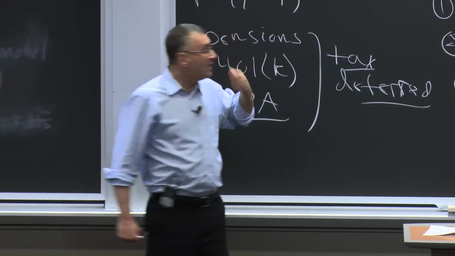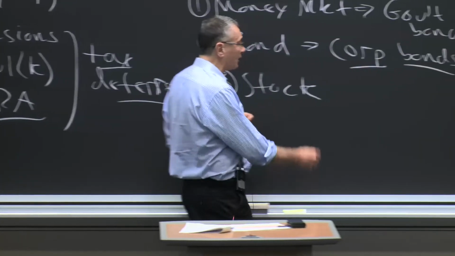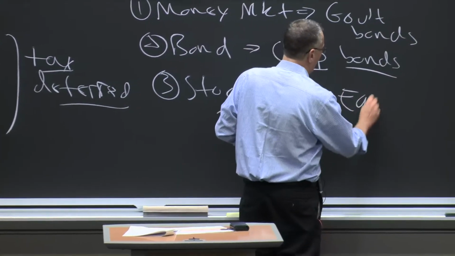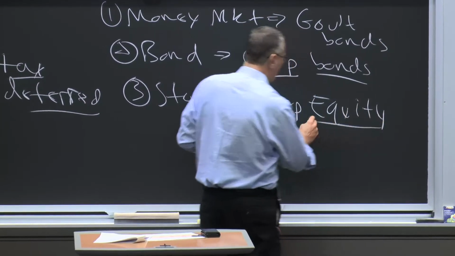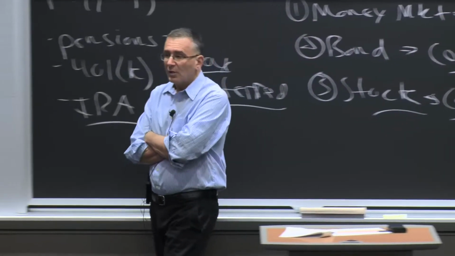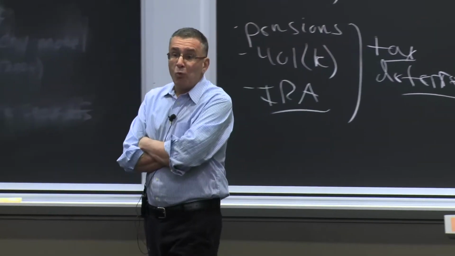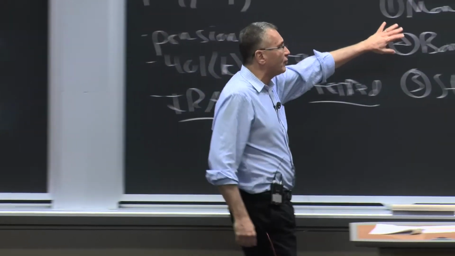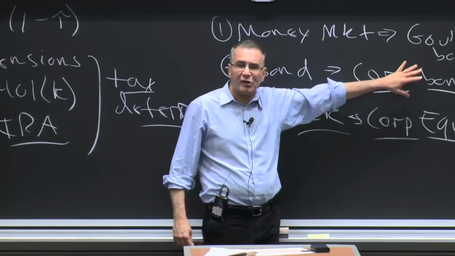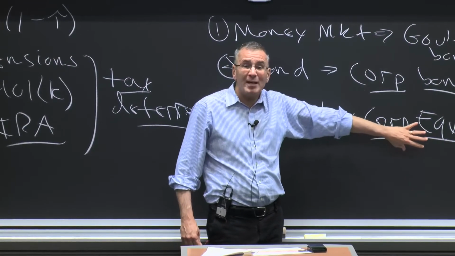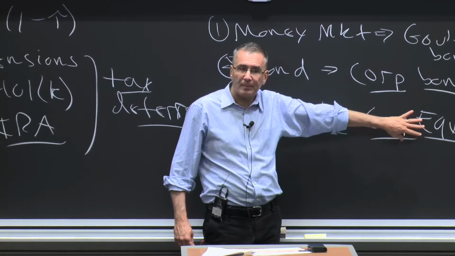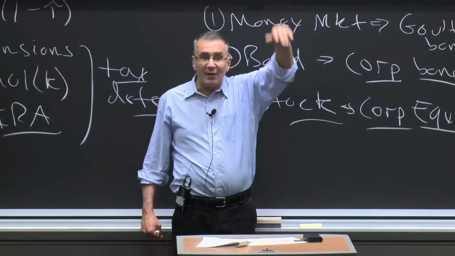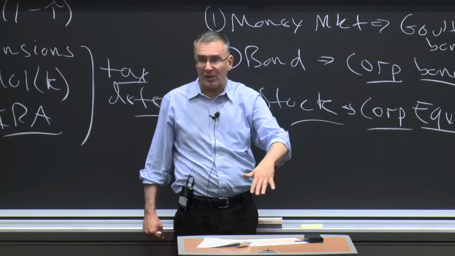Then finally, the last thing you can do with your money is put it in stocks. You can literally own corporate equity, a piece of companies. With bonds, you get paid as long as the company or the government doesn't go out of business. Here you get paid in proportion to how well the company does. If it does really well, you make a lot of money, stock prices go up. If it does badly, you lose money. If it goes bankrupt, you lose everything.